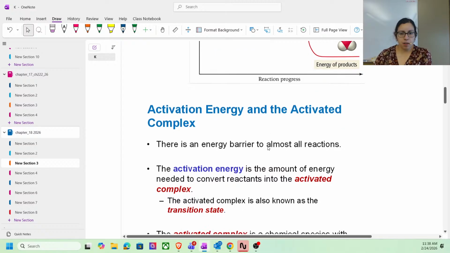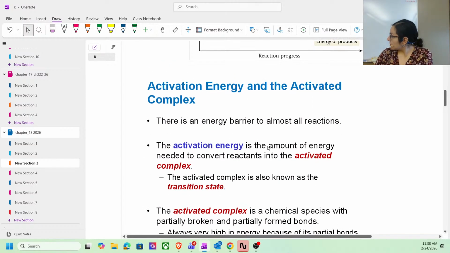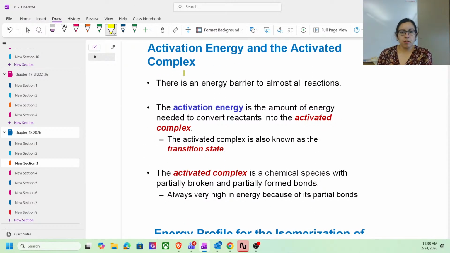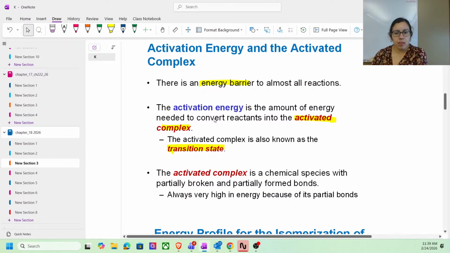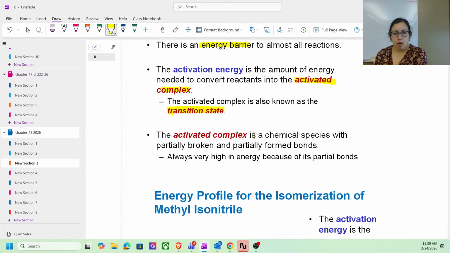So looking at our activation energy, there's an energy barrier to almost all reactions. Our activation energy is defined as the amount of energy needed to convert our reactants into the activated complex, or our transition state. Again, this is our high energy intermediate state. And the activated complex is our chemical species with partially broken and partially formed bonds.